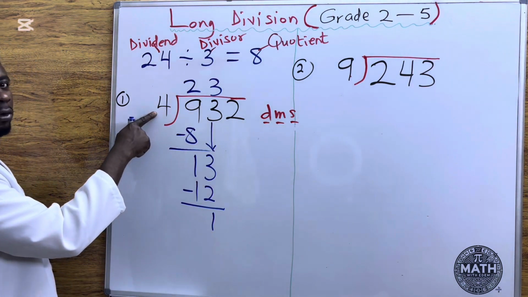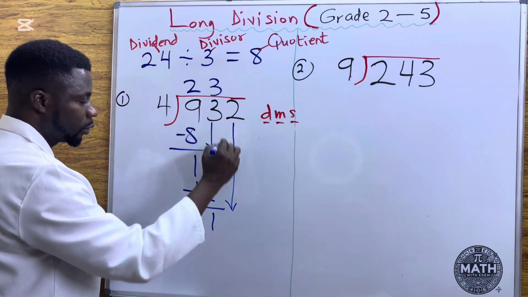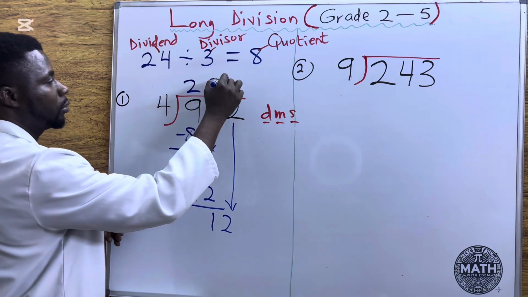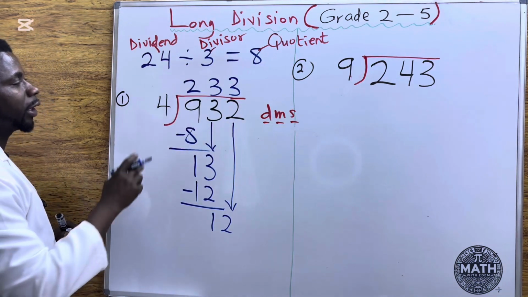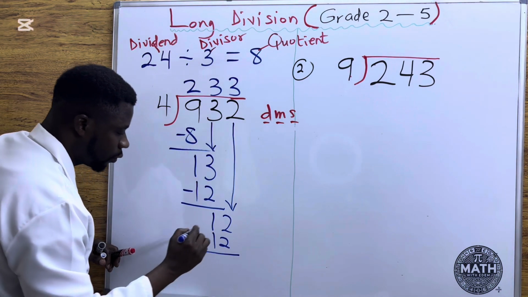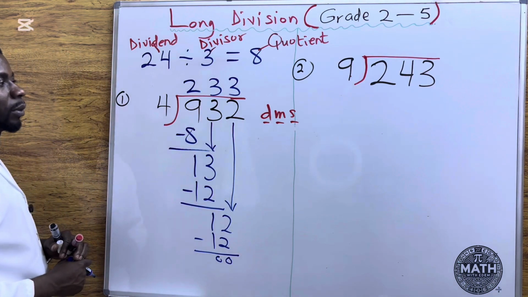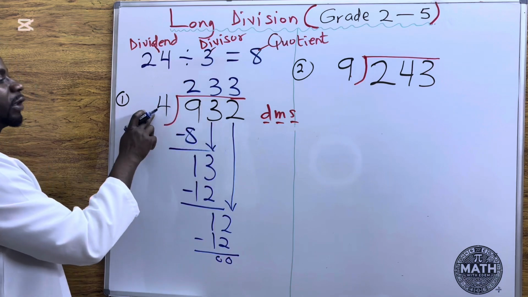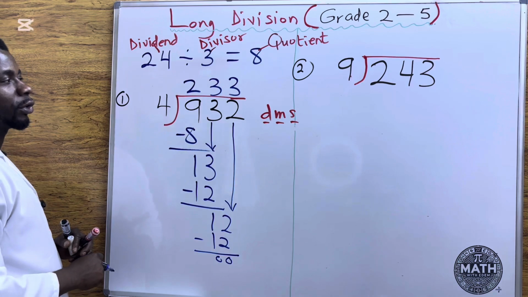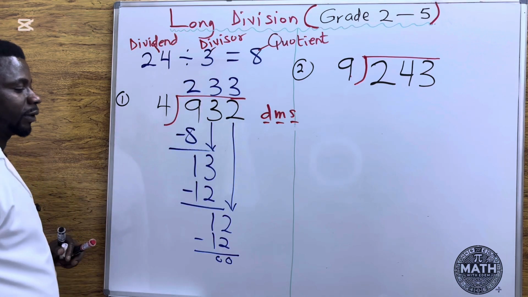1 divided by 4, we cannot. So we have to bring the 2 down. So we have 12. Now 12 divided by 4 is 3. Okay, 4 times 3 gives us 12. What is the next step? Subtract. So when we subtract, we get 0. So 932 divided by 4 gives us 233. So don't forget, this is the dividend, the divisor, and the quotient.